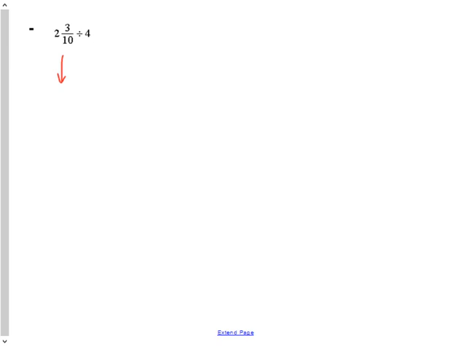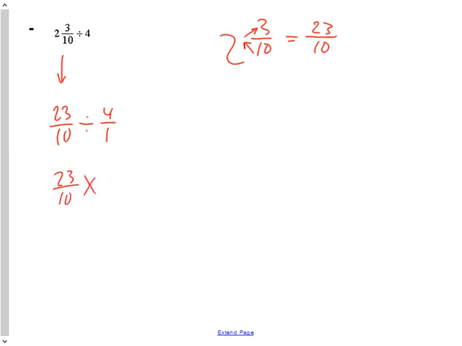Next question says 2 3/10 divided by 4. Again, the easiest way is to change your mixed fraction to an improper fraction, which would be 23/10. Remember, when you have that 2 3/10, it's 10 times 2 is 20, plus 3 is 23 over the original denominator. So 23/10 divided by 4 over 1 will become 23/10 multiplied by the reciprocal of 4, which is 1/4. Multiply your numerators, 23 times 1 is 23. Multiply your denominators, 10 times 4, which is 40. Your answer is 23/40.